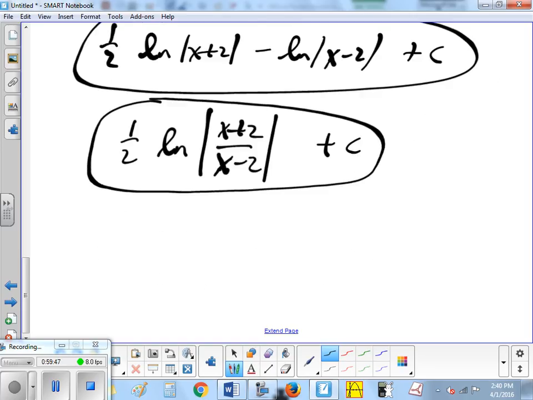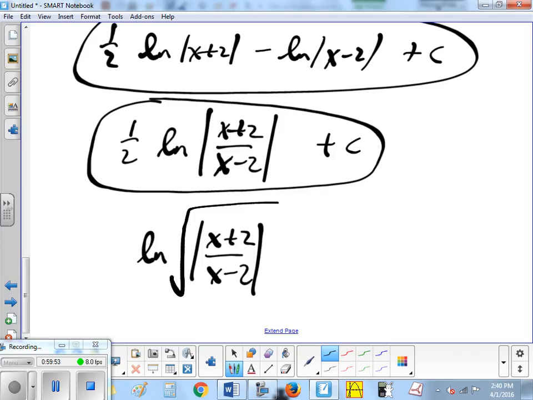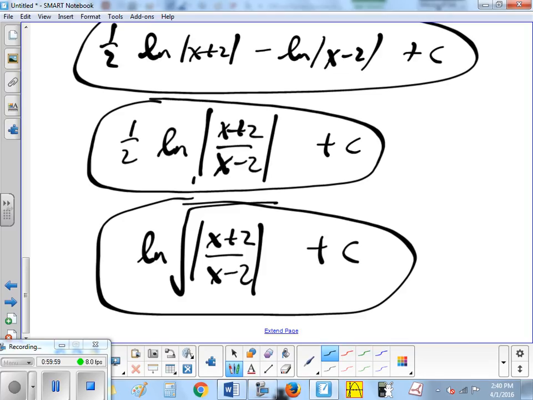Or you could bring that half up and just make this a big square root. So there are lots of neat ways to write logs, as you know. Infinite number of ways. I've seen their answers written all 3 of these ways. Well, actually, the first 2 ways on the AP test. I've seen them do it both ways, first way and second way. I don't think I've ever seen them do it the third way.